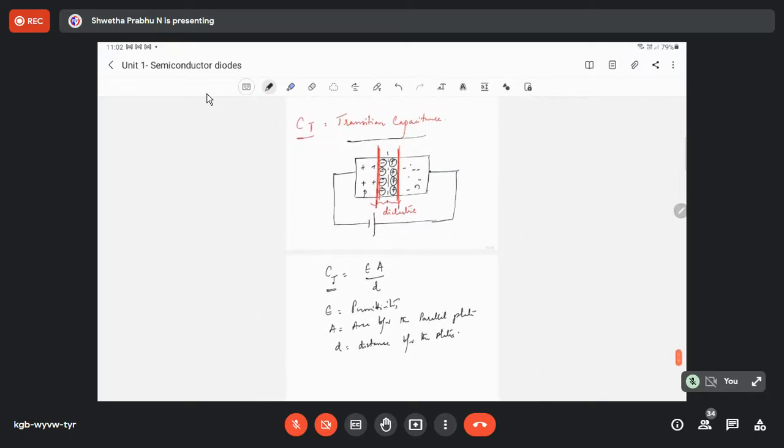Did you understand how the transition capacitance has come into picture? You want me to repeat again? Yes, ma'am. Okay.